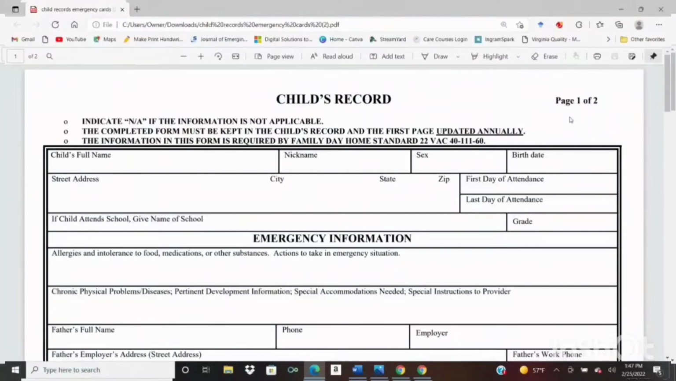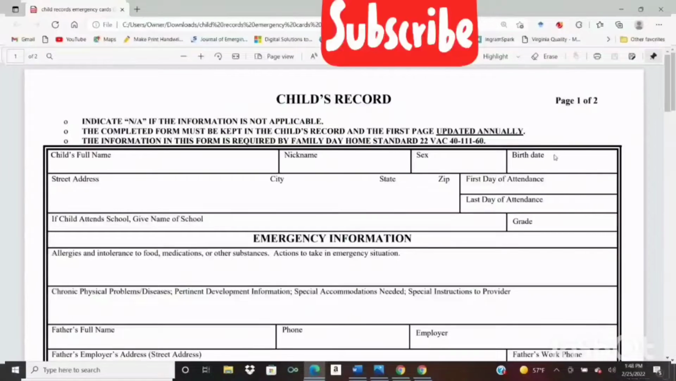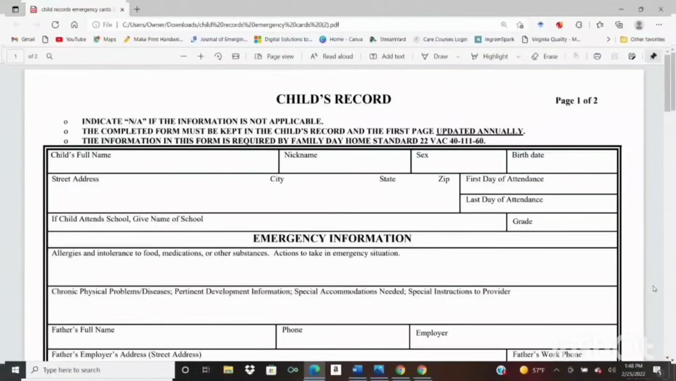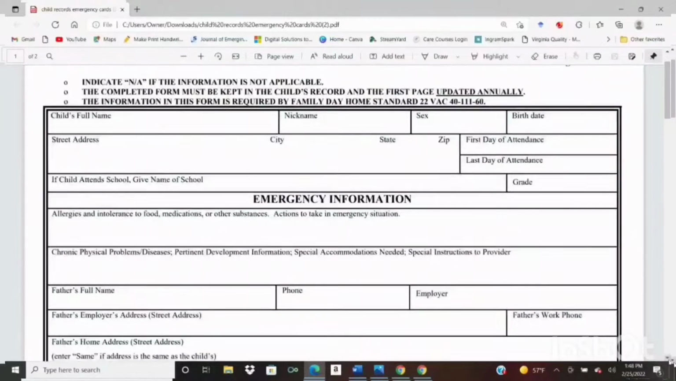Okay, so child's full name, nickname, sex, birth date, street address, the city, the state, the zip, the first day of attendance, and you also come back here to indicate the child's last day of attendance, if the child is disenrolled. If child attends school, give name of school. This is for before and after school or for drop-in care. And what grade is the child, you have to indicate.